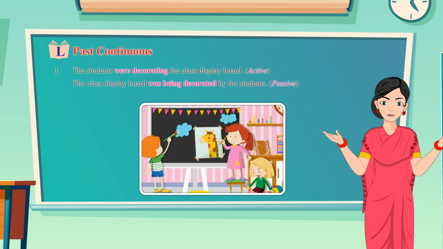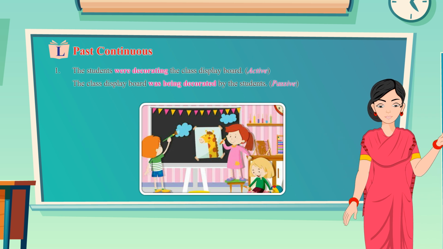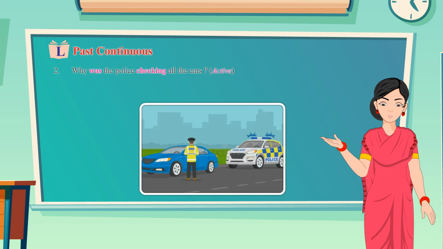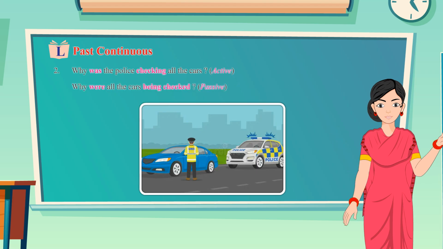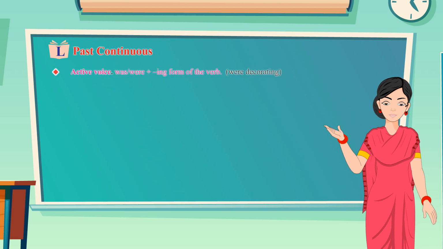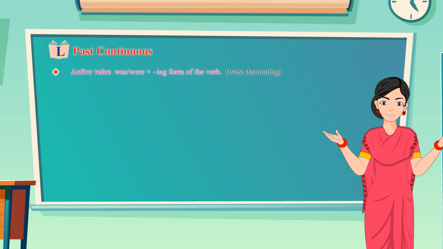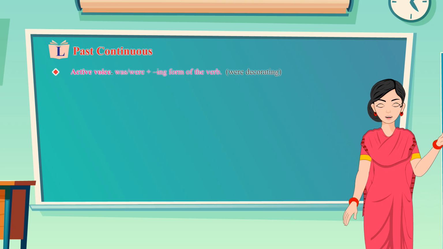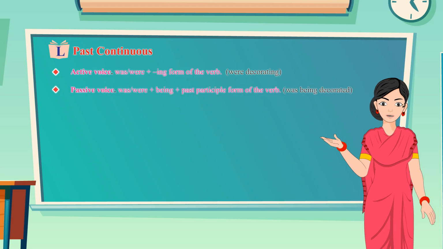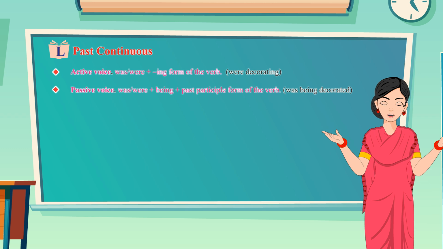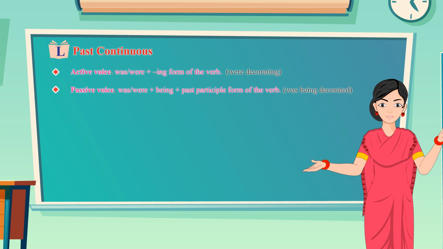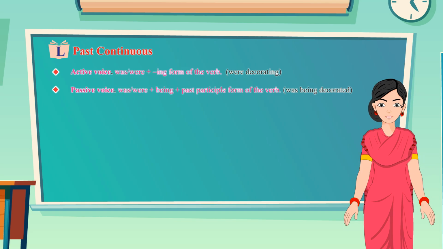Future continuous. Verbs in the future continuous tense cannot be expressed in the passive voice. Present perfect. Active voice, passive voice. 1. We have won the cricket match. The match has been won by us. 2. Has she learned the speech? Has the speech been learned by her? Active voice: has/have plus past participle form of the verb, have won. Passive voice: has/have plus been plus past participle form of the verb, has been won.